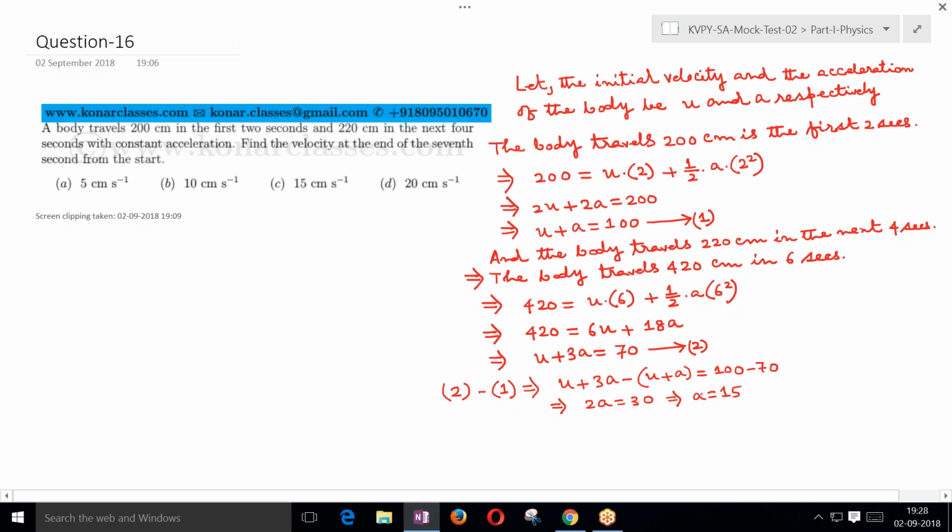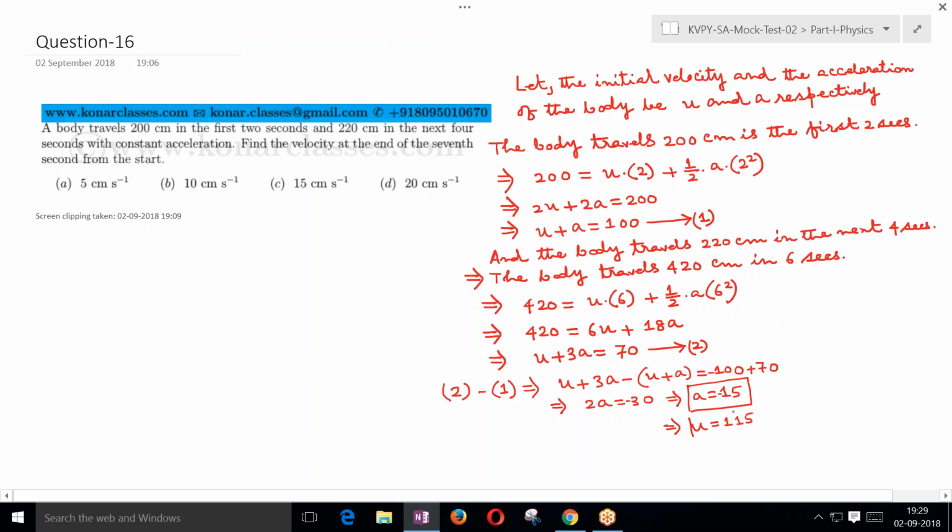Okay, so 2 minus 1, this should be minus 100, this is plus 70, that becomes minus 30, so it is minus 15. So a is equal to minus 15. That means it is a retardation or negative acceleration. And if you apply the value of a equal to minus 15 in any of the equations, 1 or 2, we will get the value of u is equal to 115.